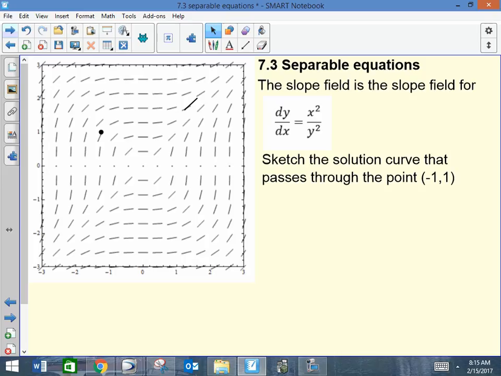Okay, so we have the point -1, 1. We have the slope field already done, the computer generated slope field. Go ahead and sketch the solution curve that passes through the point -1, 1. So this would be 7-2 lesson still. We're just kind of easing into a different lesson here.